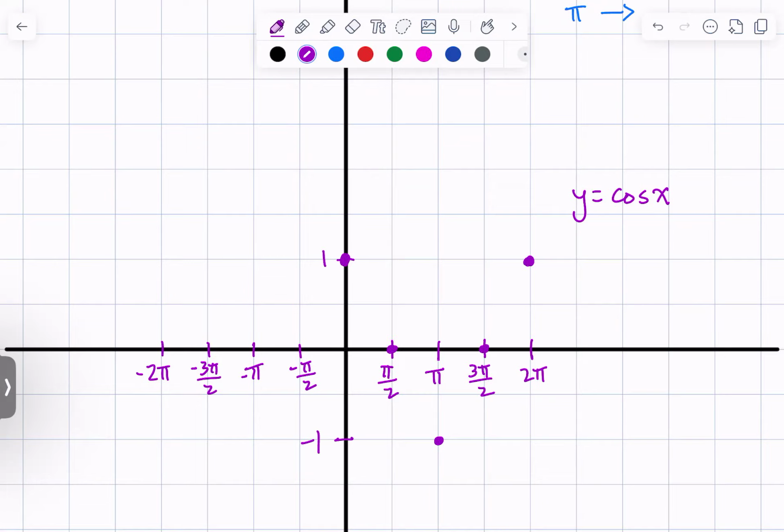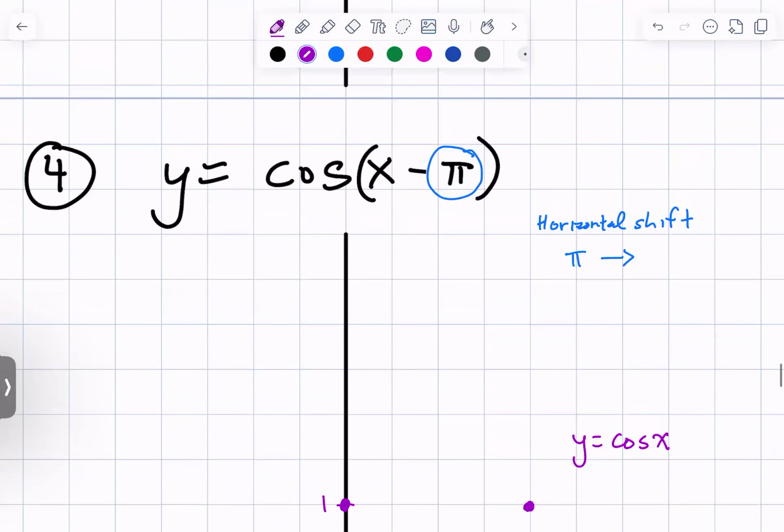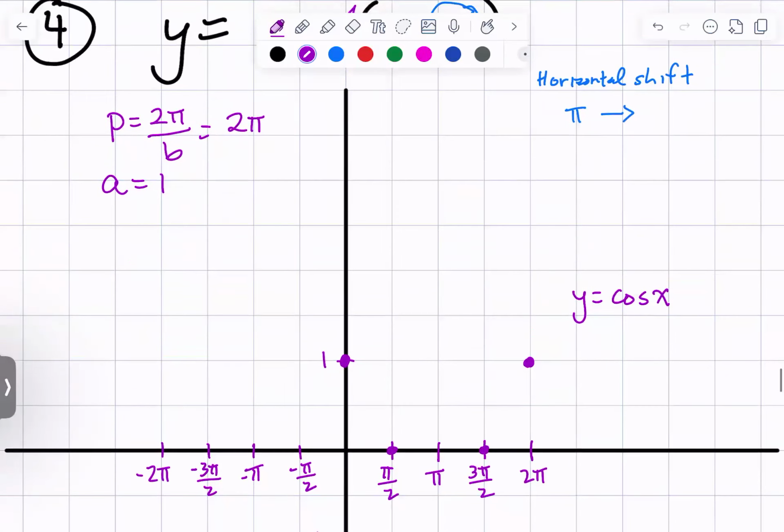The reason why is here, my period is always going to be 2 pi over b. My b value is 1 because we have an imaginary 1 there, right? Which we do not represent. So my period is 2 pi. My amplitude is 1, right? That's just the parent function values of my amplitude and period when it comes to cosine and sine.